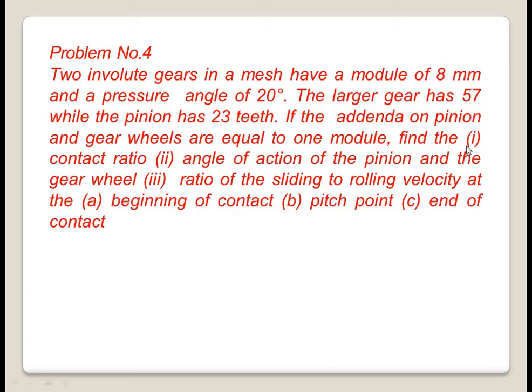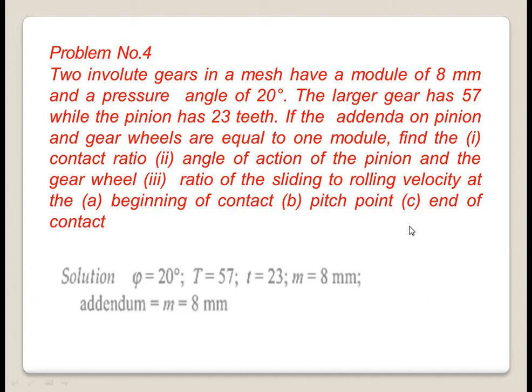If the addenda on the pinion and gear wheels are equal to one module, that is, the addendum is equal to one module for both pinion and gear wheel. So I will write the given data: phi is equal to 20 degrees, capital T is equal to 57, small t is equal to 23, module m is equal to 8 mm. And the addendum of pinion and addendum of gear wheel is equal to m, that is 8 mm.